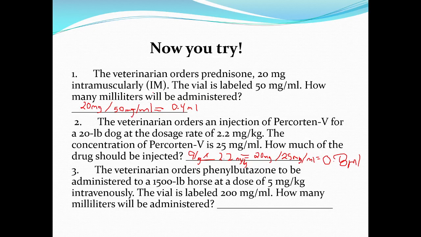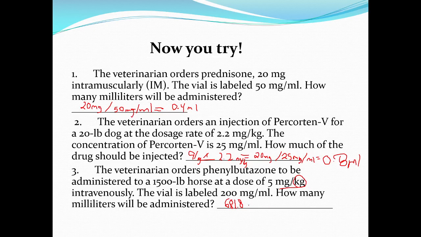The veterinarian orders phenylbutazone, this is bute, to be administered to a 1,500-pound horse at a dose of 5 mg per kg. So automatically we need to do what? We need to take 1,500 pounds and convert to kilograms. So 1,500 divided by 2.2 is 681.8. So how far do we take these decimal points? If it's a bigger number, we're going to take it out to the 10th. If it's a smaller number, we'll probably take it out to the 100th.